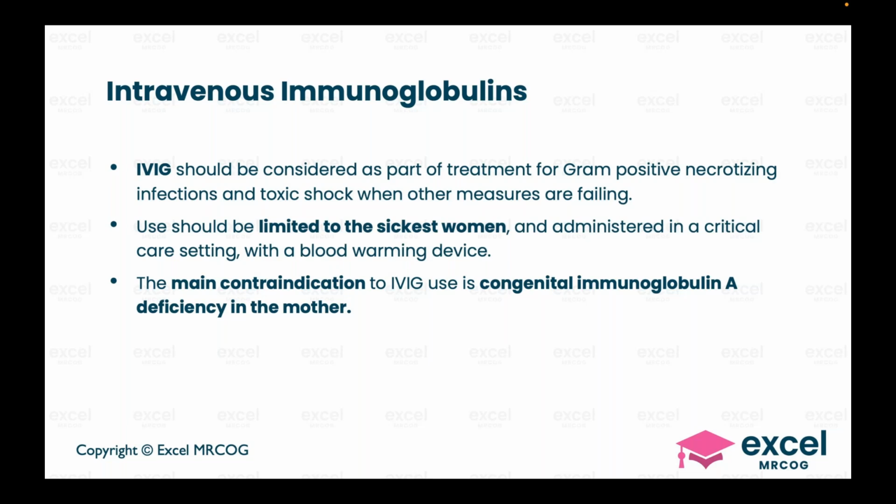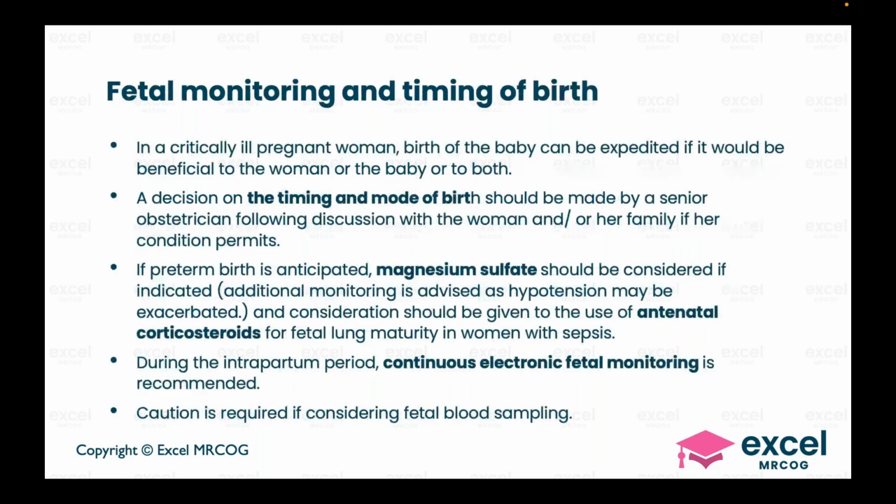And contraindication is immunoglobulin A deficiency in the mother. Congenital immunoglobulin A deficiency. Fetal management, basically timing of birth. In the critically ill pregnant women, as we have already seen earlier, birth of the baby can be expedited if it would be beneficial to the woman or the baby or both.